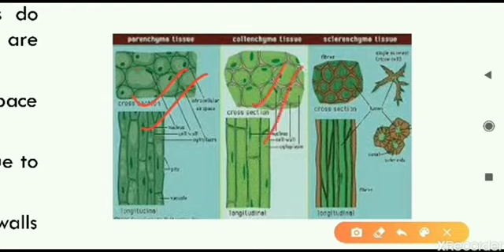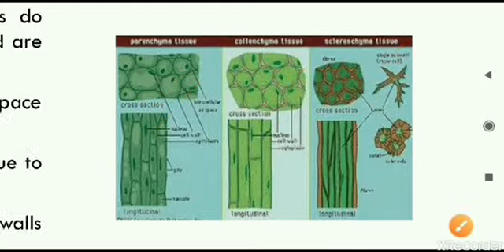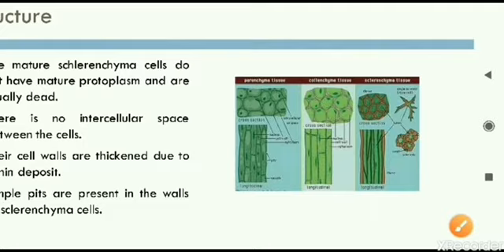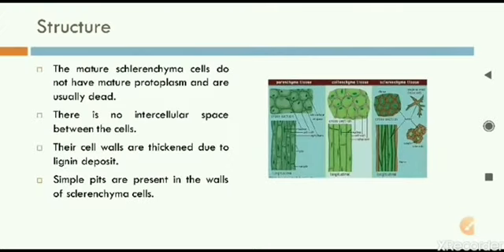Then collenchyma, what is it doing? It is giving strength to the plant body. Pectin is present there, and lignin is present in the case of sclerenchyma. It is the tough part of the plant body wherever it is present. That is all for today's part. The next topic, the complex permanent tissues, we will move on to in the upcoming video.